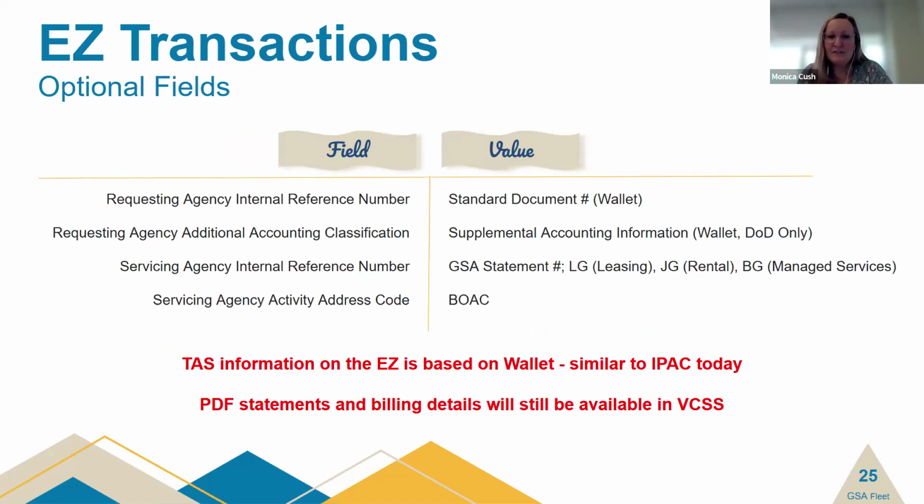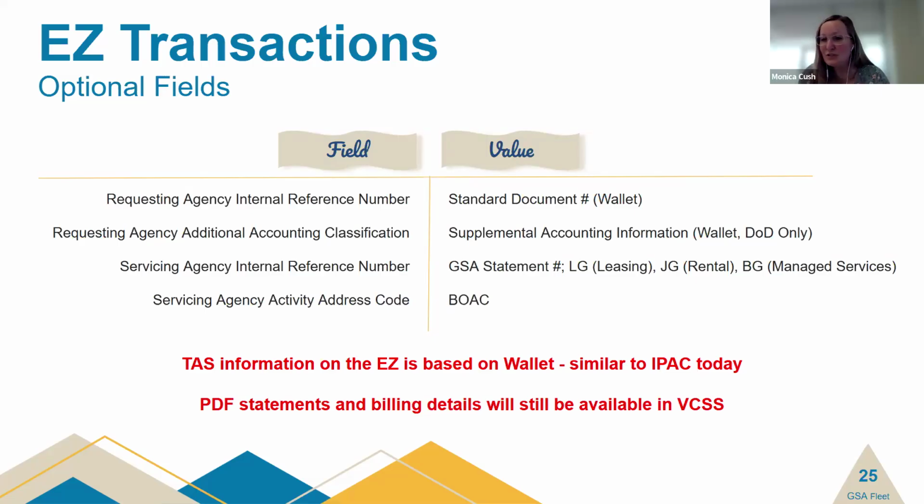Okay, these optional fields. GSA Fleet did have the opportunity to enter values for a couple of optional fields that we thought were critical for our agencies to reconcile these records. So I mentioned the first two previously. The requesting agency internal reference number is going to be whatever is entered in that standard document number field in Wallet, as well as the requesting agency additional classification field on your Easy record will be the supplemental accounting information. Again, whatever is entered in Wallet.